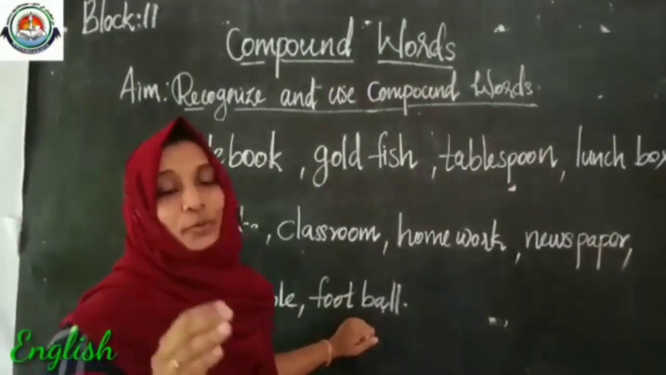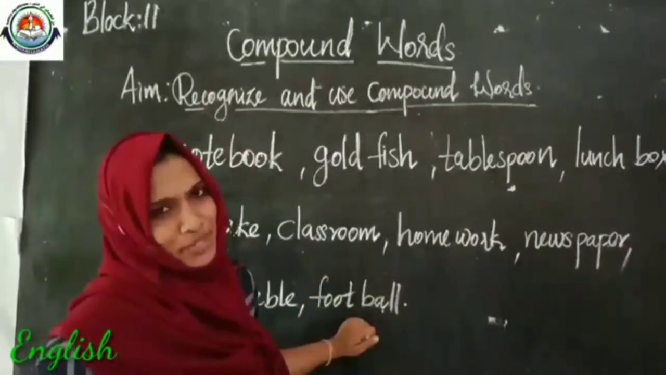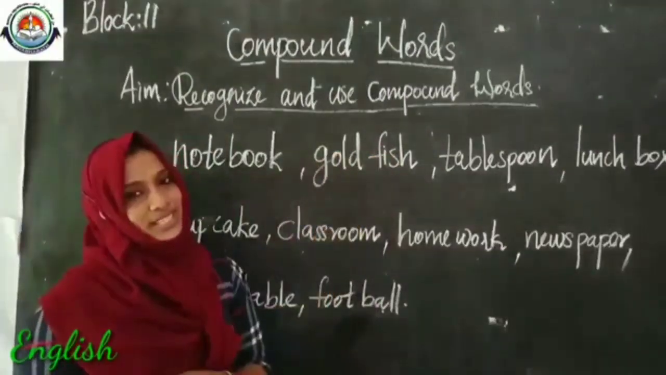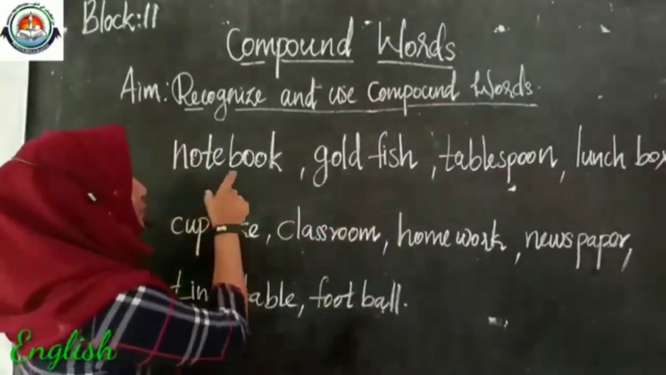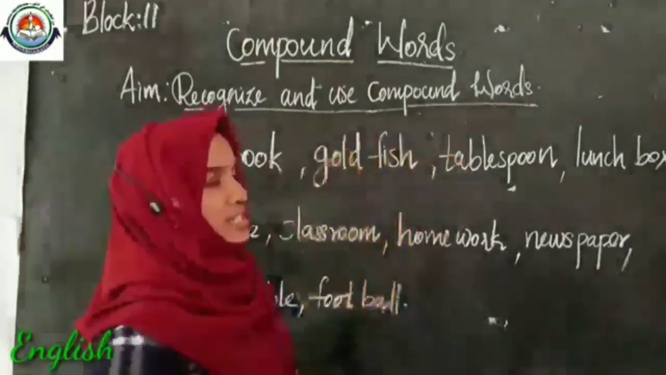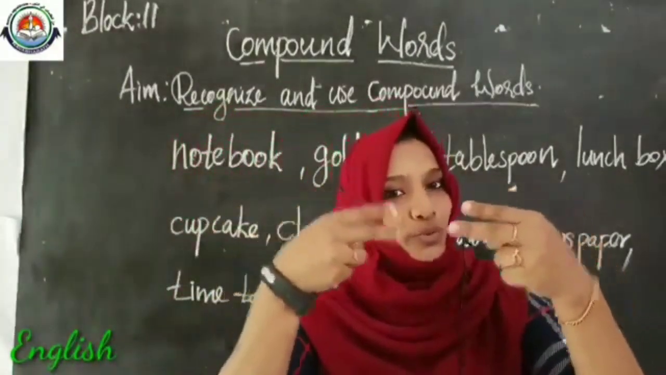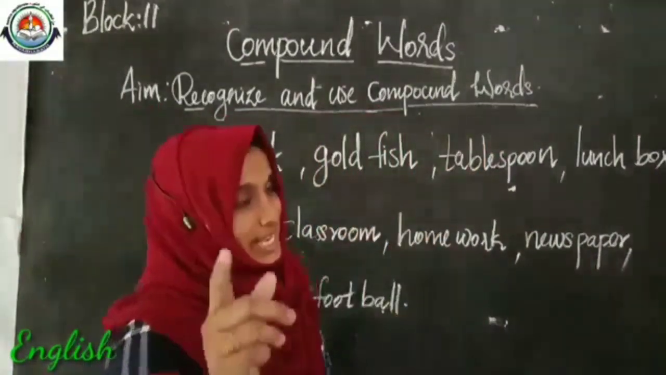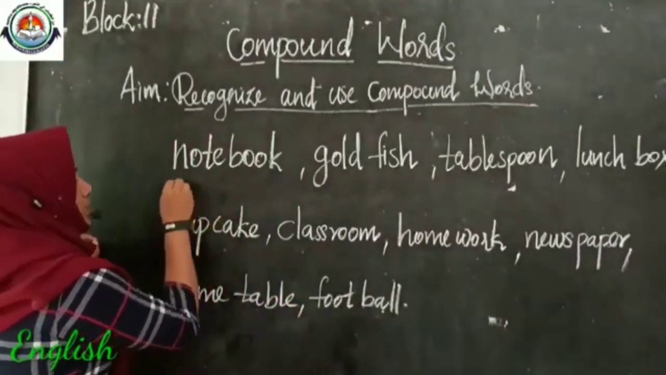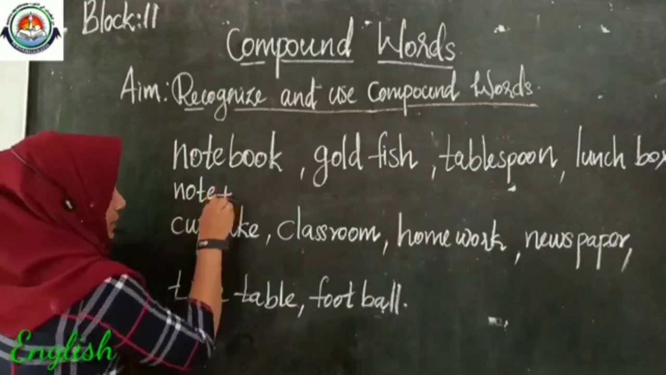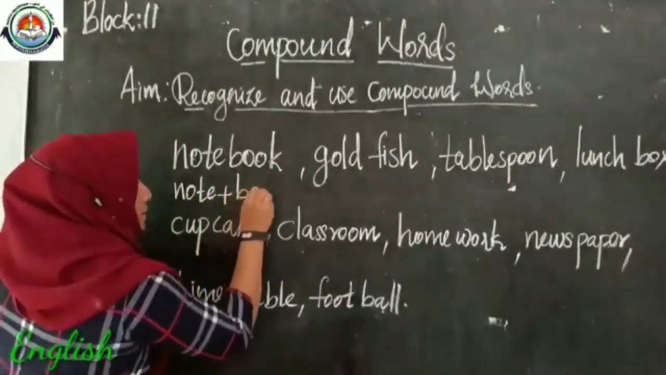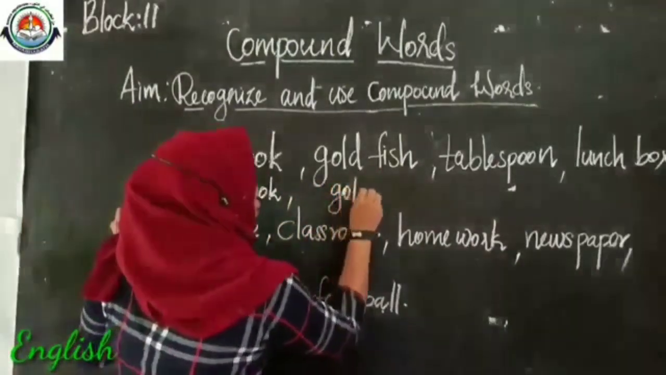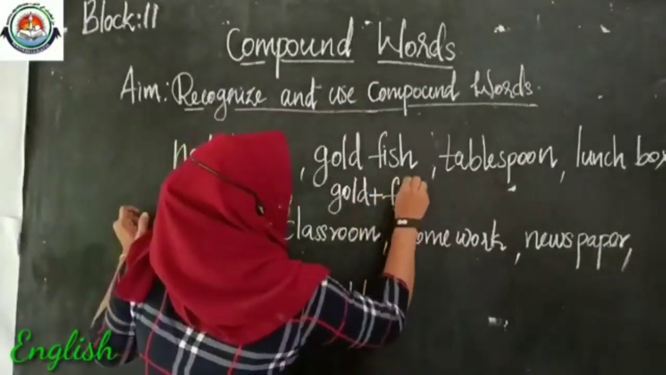So these are the words. I hope you all have read these words with me. Okay, now tell me, have you noticed anything about these words? Yes, here we have made all these words by adding two words. Here you can see two words in all these words. Like notebook means we can write in this way, note plus book. Then goldfish. So it is gold plus fish.